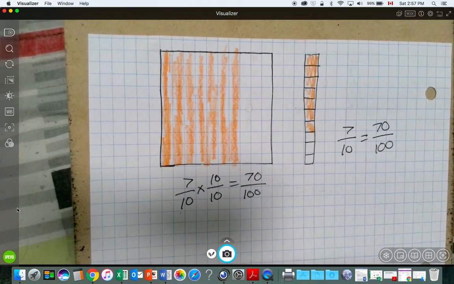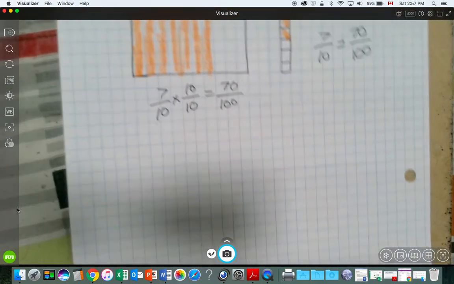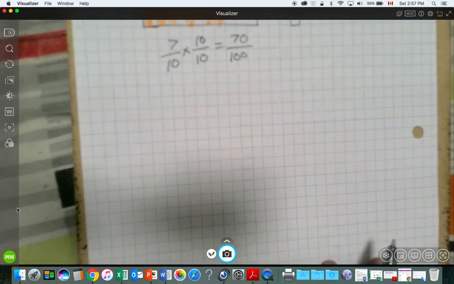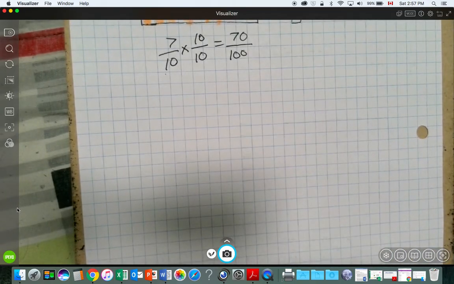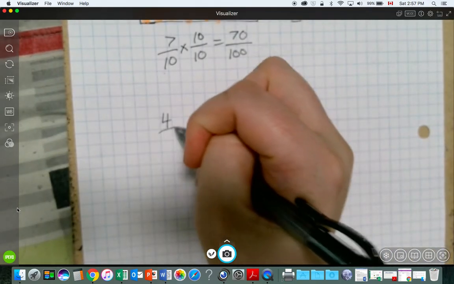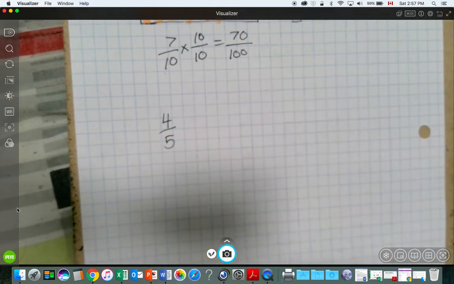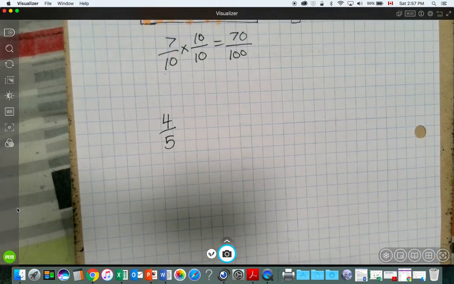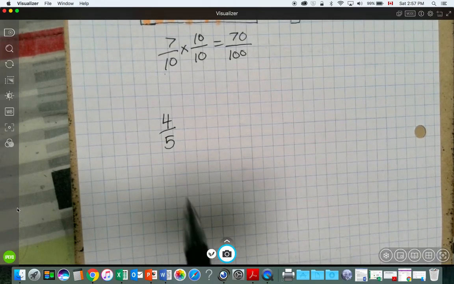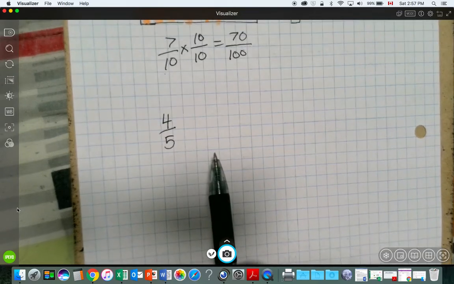All right, now we're going to do a little bit more complicated fraction with not over 10. We're going to do something that's harder to see as a picture. We're going to do 4 over 5. So in order to convert this to a fraction over 100, we need to make it bigger. So how we do that is we have to think of what times 5 equals 100.